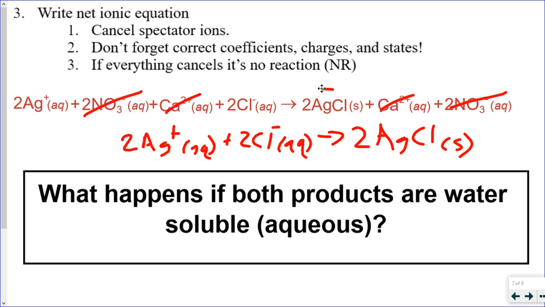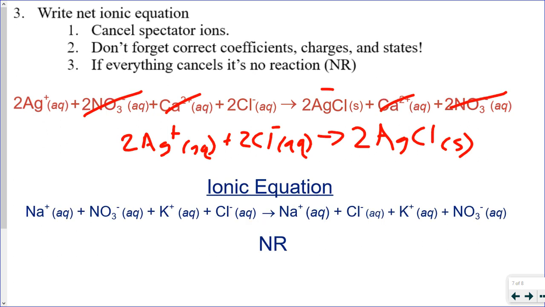Now, one thing to watch out for is if nothing was insoluble, you would end up with a bunch of ions on the left, a bunch of ions on the right, and they'd all cancel, and you'd be left with a no reaction situation. So remember, if everything is aqueous and they're all strongs, they're going to split into their ions completely on both sides, and therefore nothing really happened chemically. It was just a physical mixing of the 2.